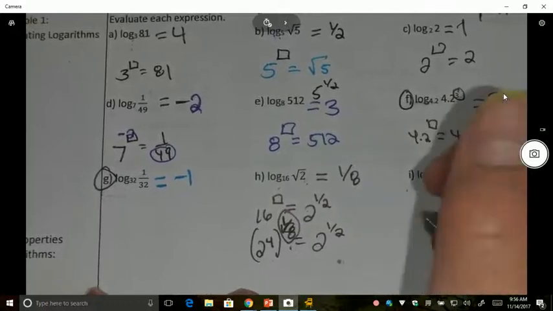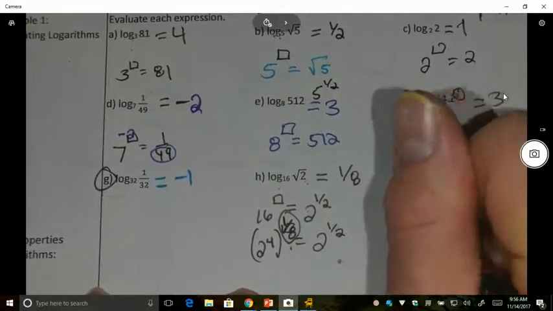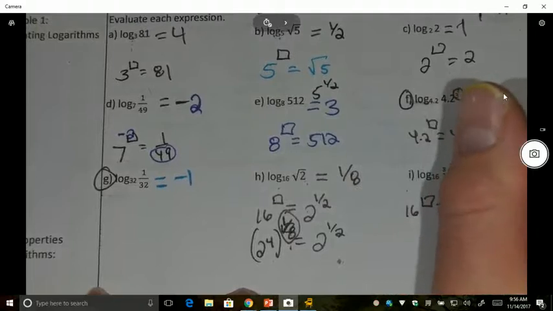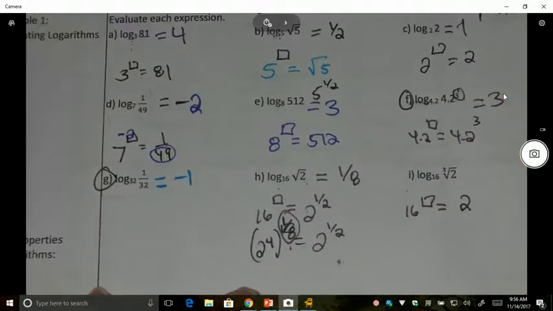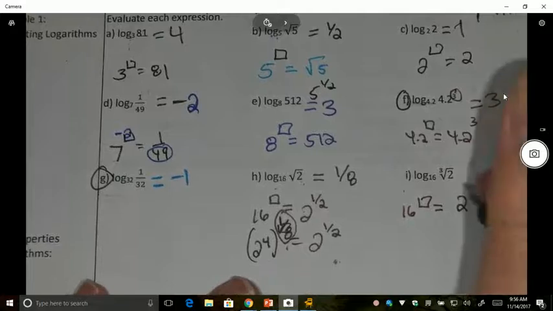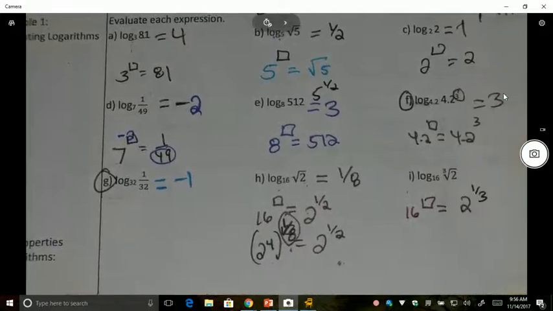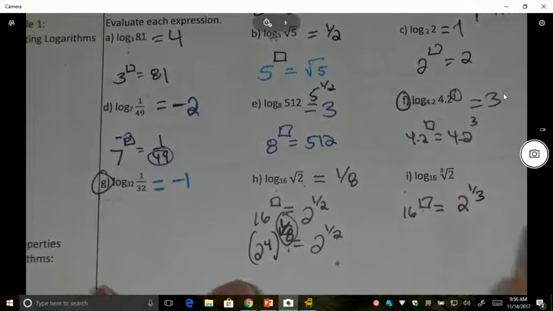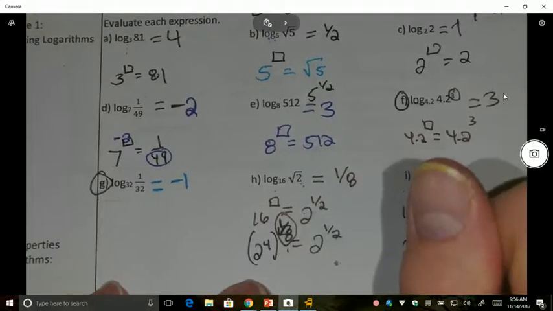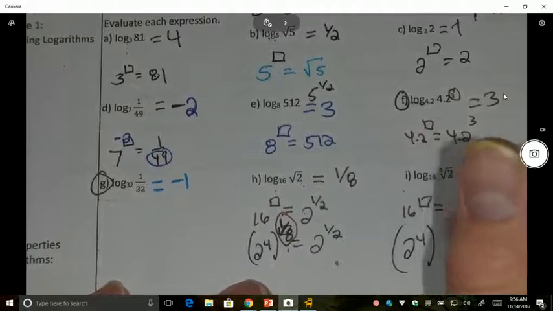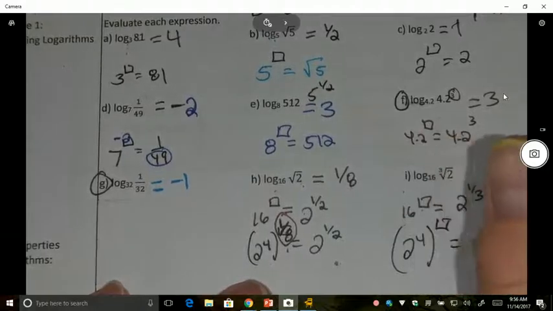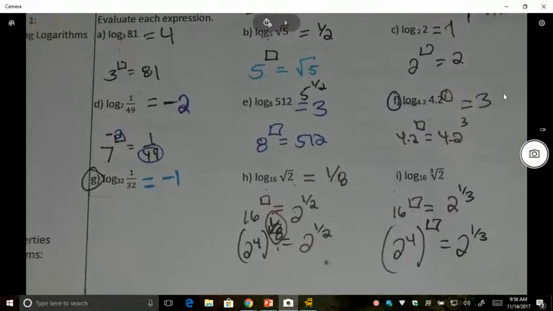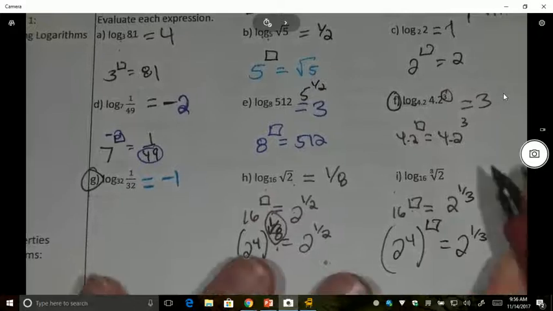Same thing here. We have 16 to what power is 2. This isn't the square root now, though. It's the cubed root, which is the 1/3 power. And this base is bigger, so I'm going to break that down. This is really 2 to the 4th. I have to raise that to some power that'll make it become 1/3. Well, if I just raise it to the 1/3, I have 4/3, right?